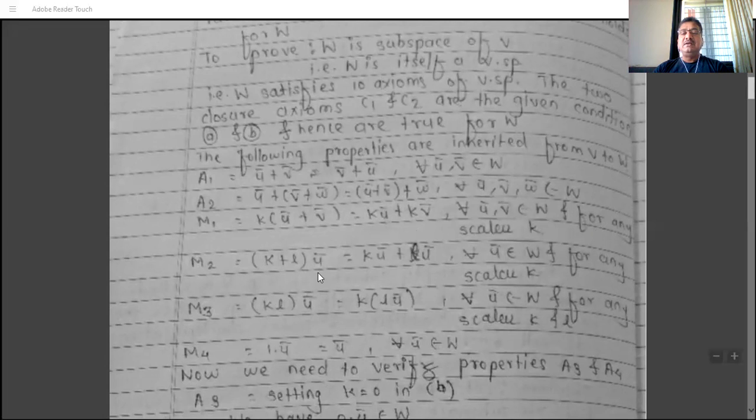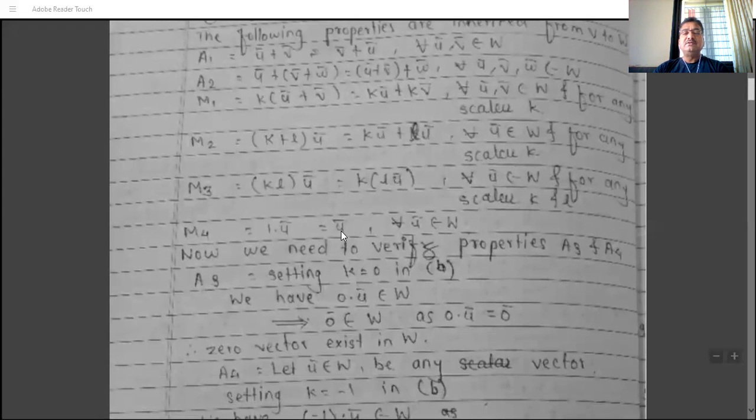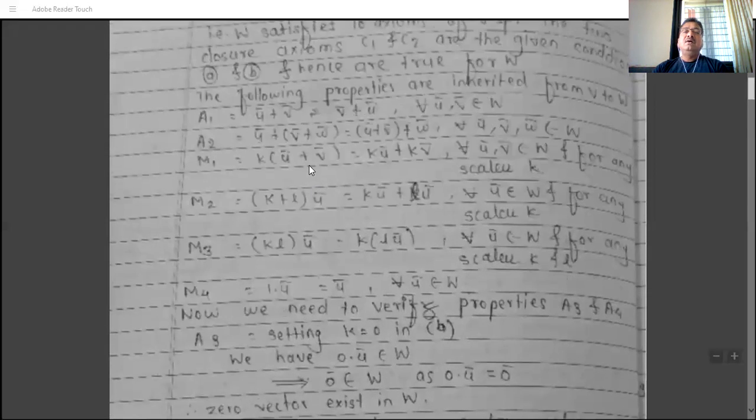Then (k + l)ū = kū + lū is the M2 property, for all ū belonging to W and for any scalar k, l. And M3 property, (kl)ū = k(lū) for all ū belonging to W and for any scalars k and l. And M4 property, 1·ū = ū for all ū belonging to W. So these properties are inherited from V to W.